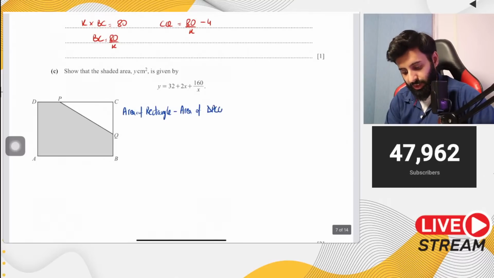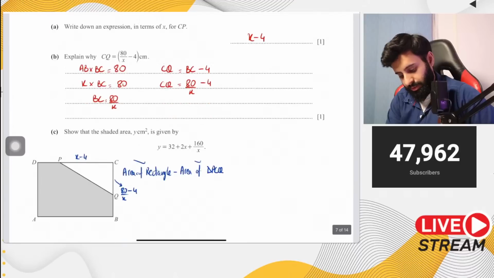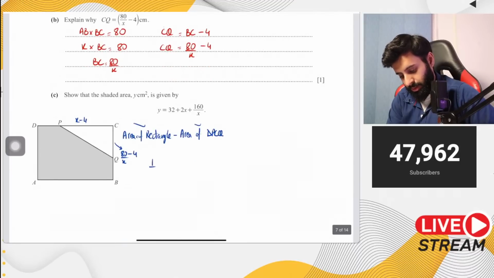As far as the area of the rectangle goes, we already have that, that's 80. As far as the area of triangle PCQ goes, that is something we need to work out. So PC is X minus 4, and this is 80 upon X minus 4. So let's find the area of the triangle first: half into X minus 4 into 80 upon X minus 4.